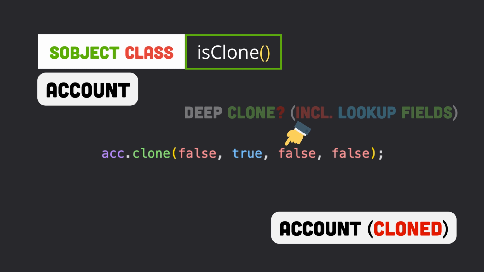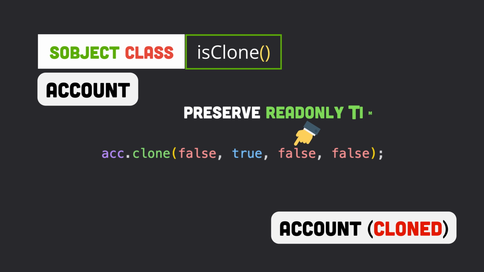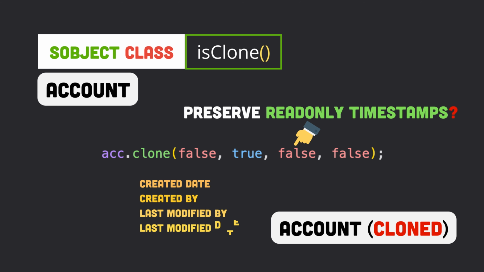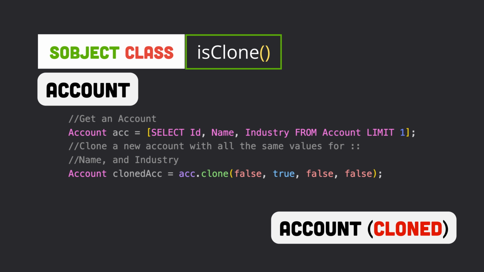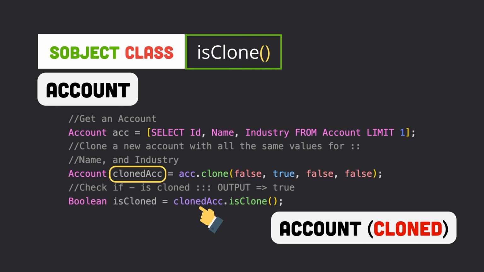The third parameter is for preserving the read-only timestamps, such as created date, created by, last modified by, and the last modified date. The final parameter is if we want to copy over the auto number fields. Thereafter, we can use the isClone method on the record to confirm if it's a clone or not.